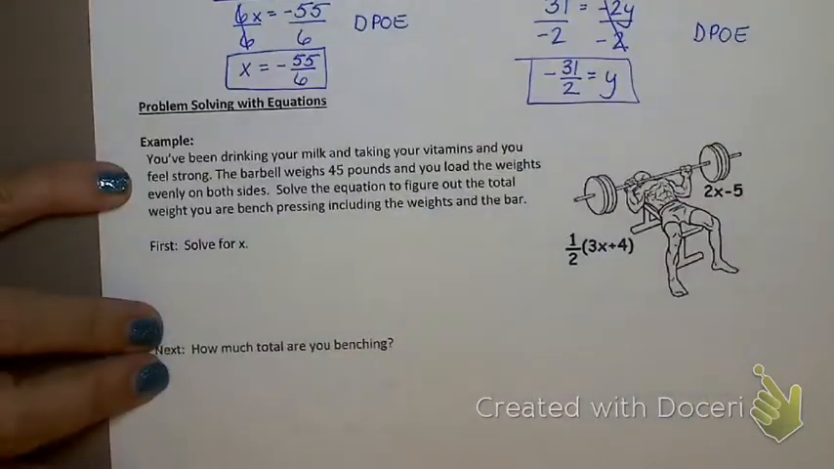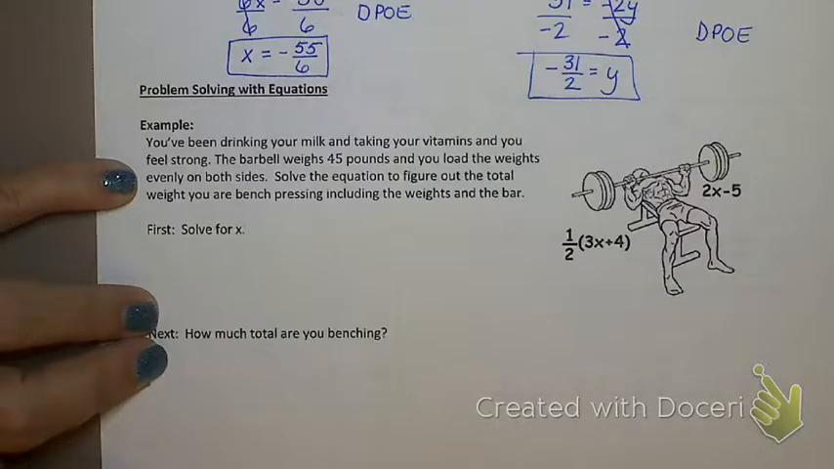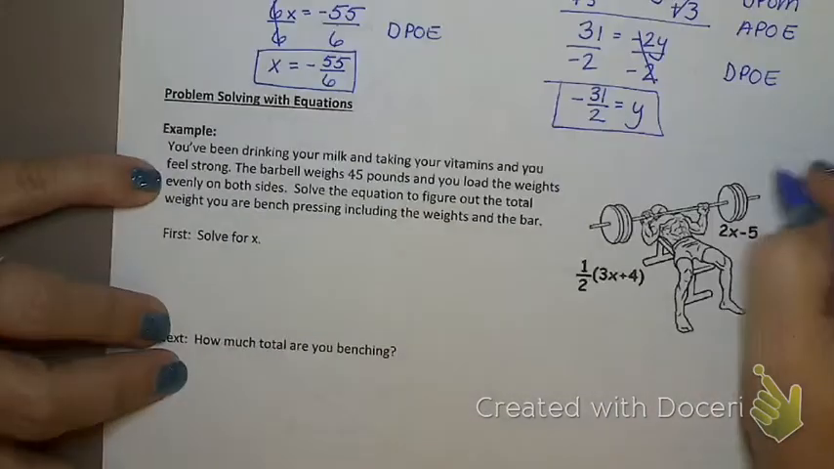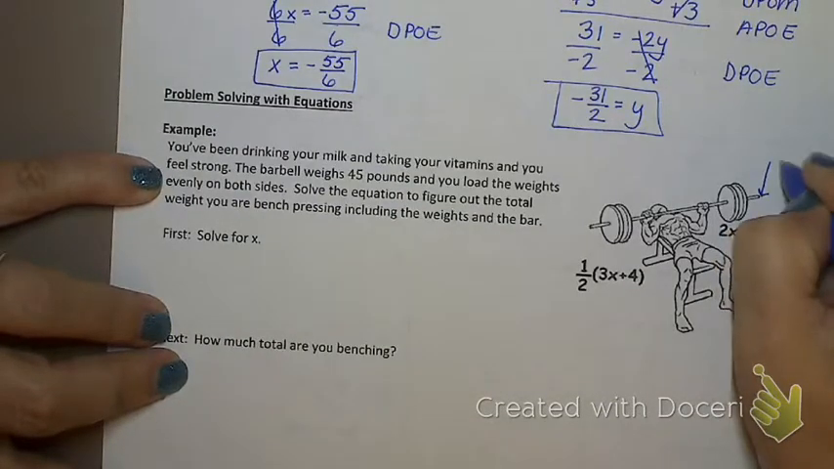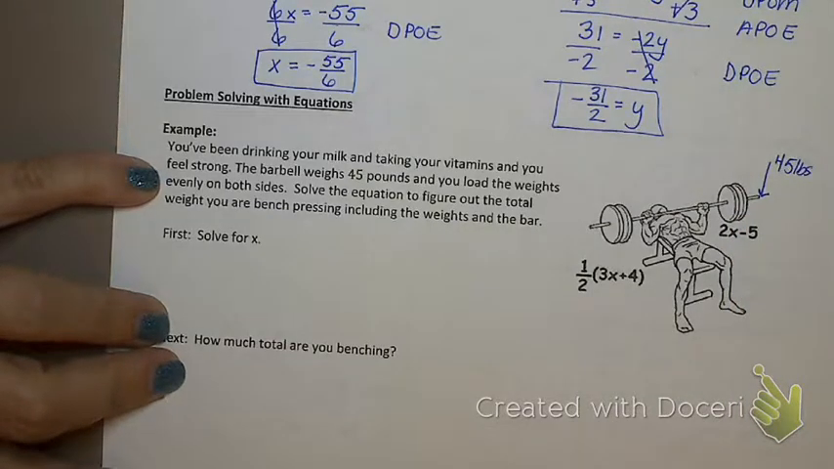All right, next one. You've been drinking your milk and taking your vitamins and you feel strong. Apparently you're going to do some bench pressing. The barbell weighs 45 pounds and you load the weights evenly on both sides. Now, has anyone ever bench pressed something like this where you have a bar? So they're saying that the bar itself weighs 45 pounds. That's actually a typical weight for a barbell.